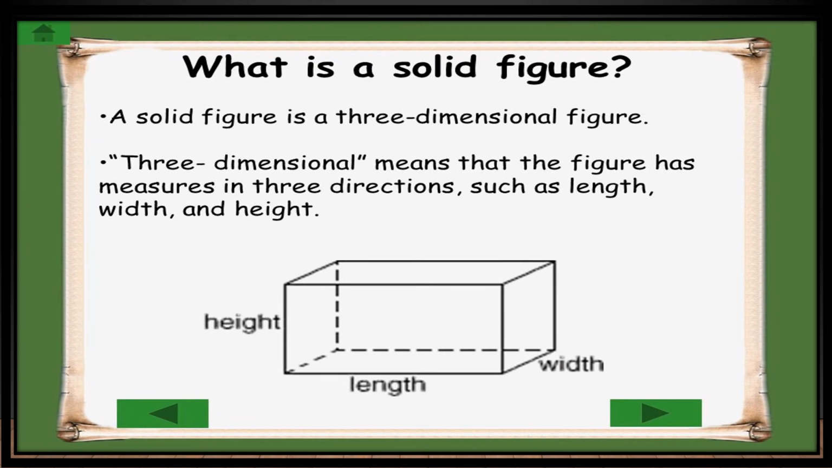Now children, we are going to discuss solid shapes or solid figures. A solid figure is a three-dimensional figure. Three-dimensional means that the figure has measures in 3 directions. They have length, width and height. So there are different kinds of solid shapes we are going to discuss. Let us see.